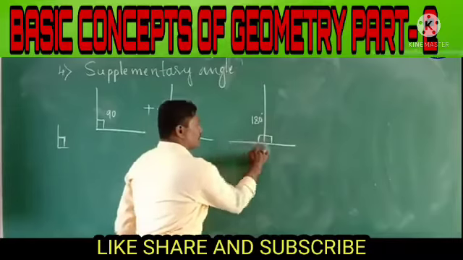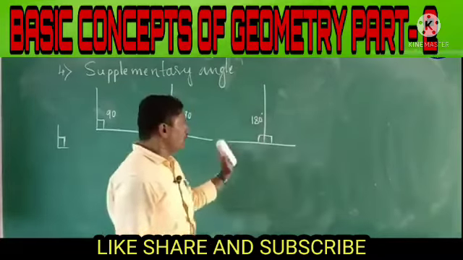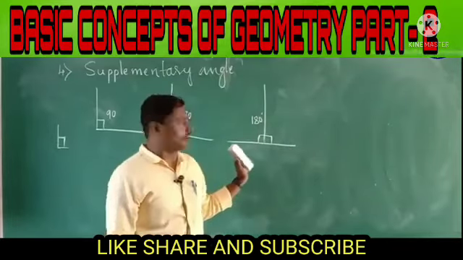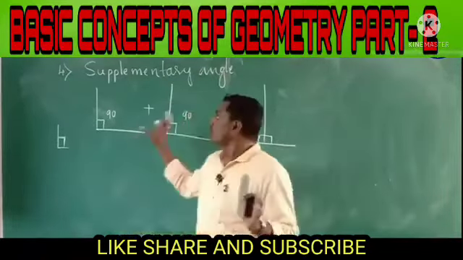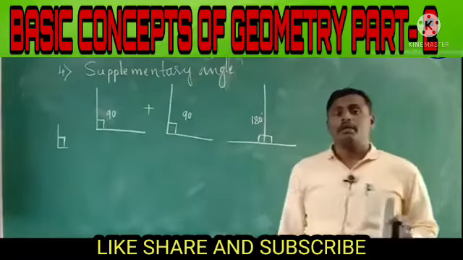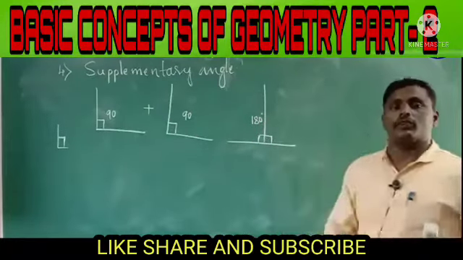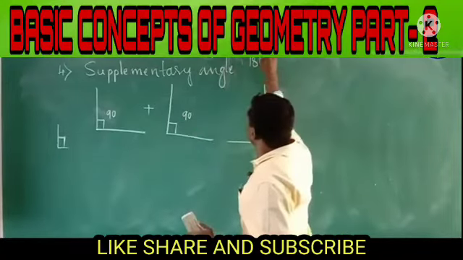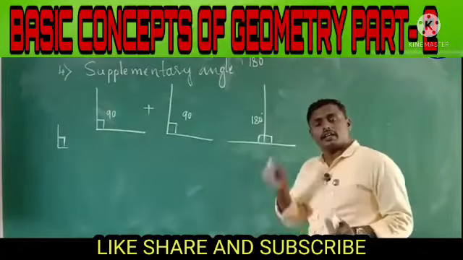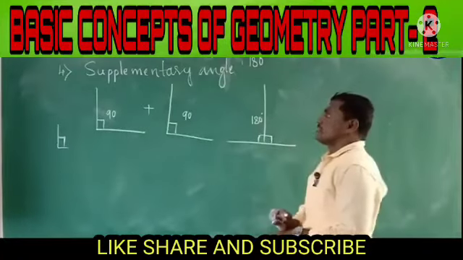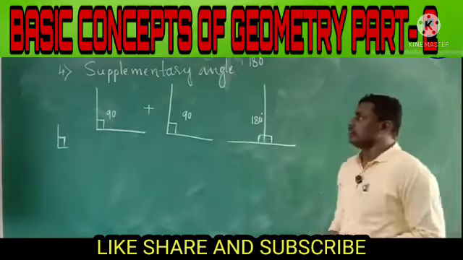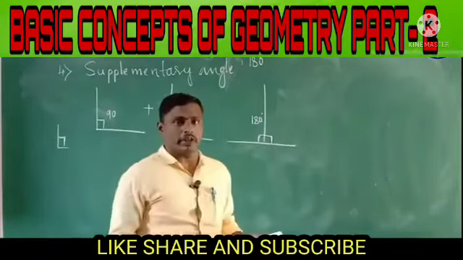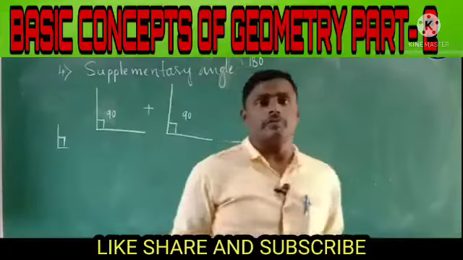So this line is, as we all know, a straight line, and every straight line has a 180 degree angle, right? So these types of angles are called supplementary angles. The sum of any two angles which is equal to 180 degrees is called a supplementary angle. Okay, so how can you calculate supplementary angles if one angle is given?